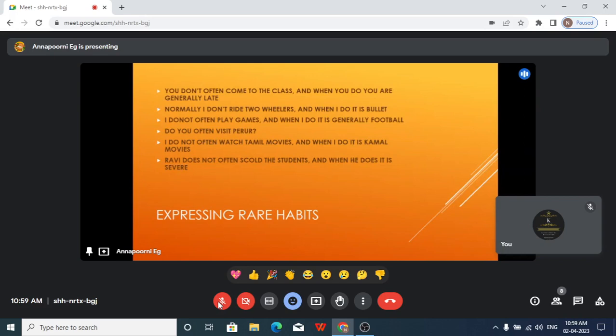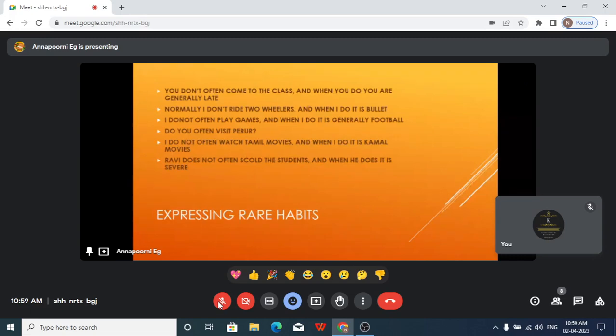Okay, and here are some examples given for the rare habits. And I want each one of you to read one of these sentences. Okay, so I will start with Srinidhi. Yes, Srinidhi, you can read the first sentence.